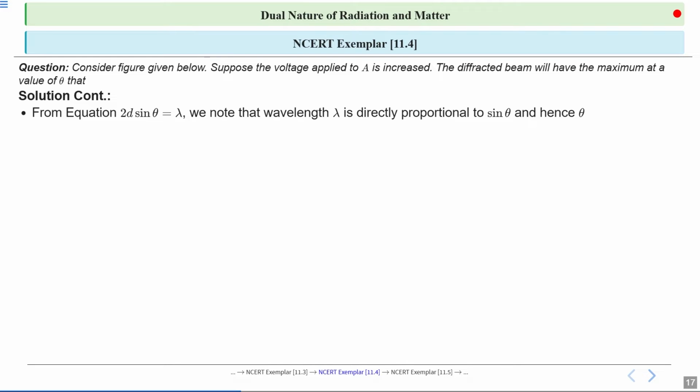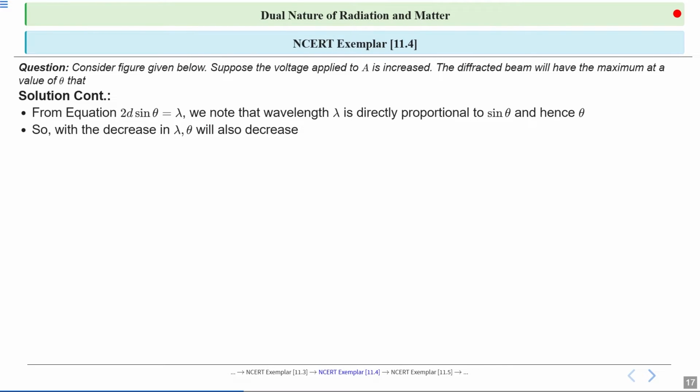So now let's focus on the key equation for diffraction: 2d sine theta equal to lambda. Here d is the spacing between the crystal planes, theta is the angle of diffraction, and lambda is the wavelength of the electrons. Notice that as lambda increases, sine theta must also increase to keep the equation balanced. Because 2d sine theta equal to lambda, if lambda increases or decreases, sine theta will also increase or decrease accordingly, because it is directly proportional to lambda. So sine theta, hence theta, because theta is a small angle, so theta and lambda are directly related.